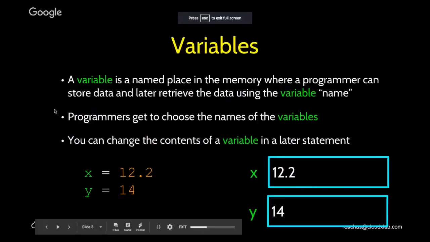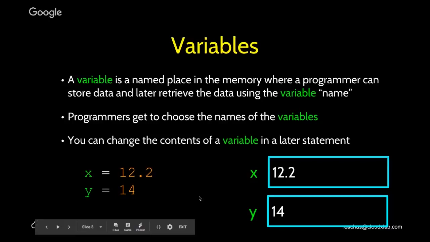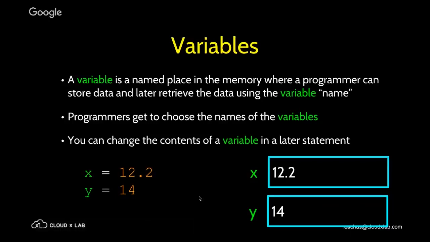Regarding the execution of the code, I'm not going to go into those details right now, because we have already done the execution of this part. So the next concept, though we have already gone through many things, we are going back into the details. A variable is a named place in the memory where a programmer can store data and later retrieve that data using the variable's name.